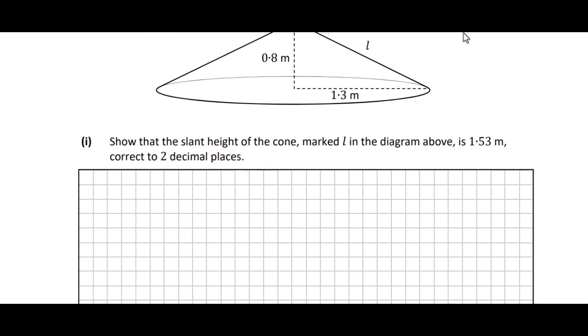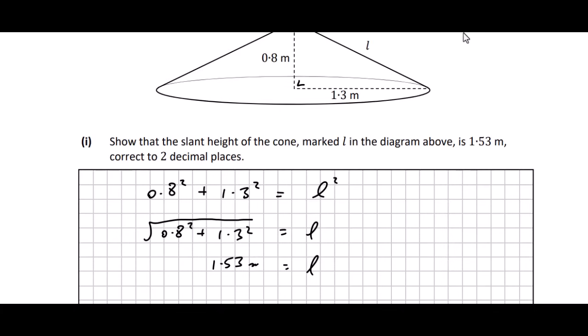So what we've really got here again is just a right angle triangle. So we can just do Pythagoras' theorem to find L. So it's going to be 0.8 squared plus 1.3 squared is equal to L squared. So L then is just going to be the square root of all of that, which you can just put into your calculator. And when you do that, you finally get an L, or a slant height, of 1.53 meters.